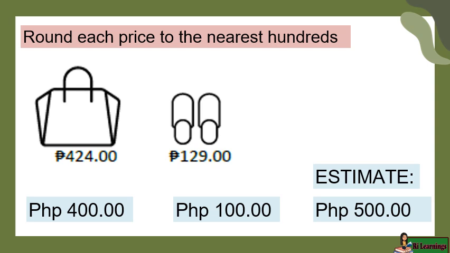Round each price to the nearest hundreds. 424 will be rounded down to 400 pesos. 129 will be rounded down to 100 pesos. Estimates. 400 plus 100 equals 500 pesos.